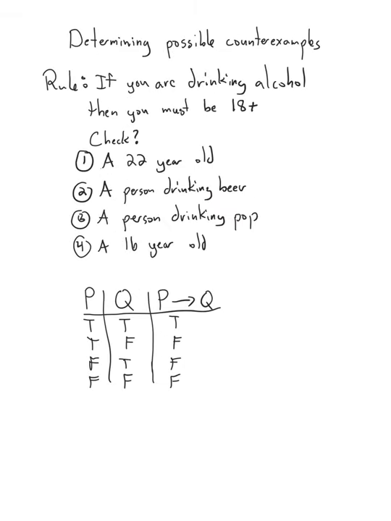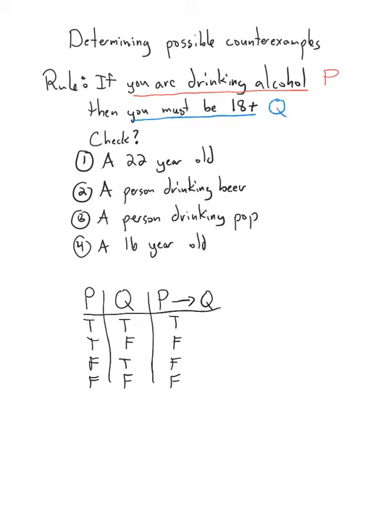Let's look at the following example here. Imagine that you are, say, a liquor inspector for, I don't know, Winnipeg Folk Fest or some all-age festival. And the rule in Manitoba is if you are drinking alcohol, we'll call that P, that's the if part, then you must be 18 years or older. Let's call that the then part Q.